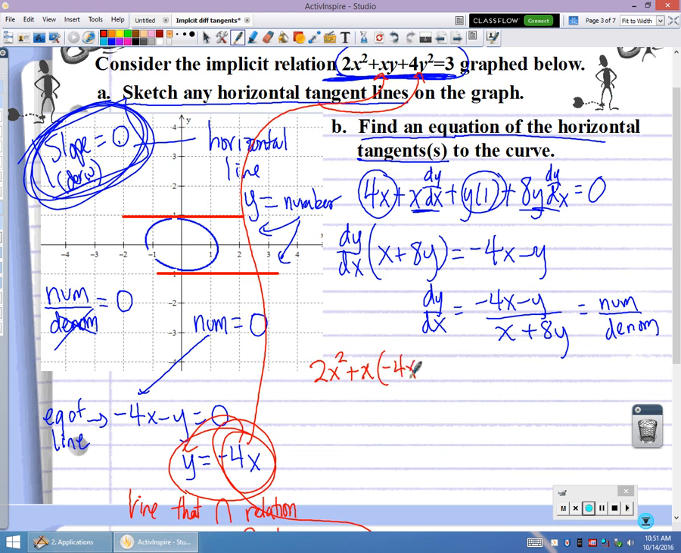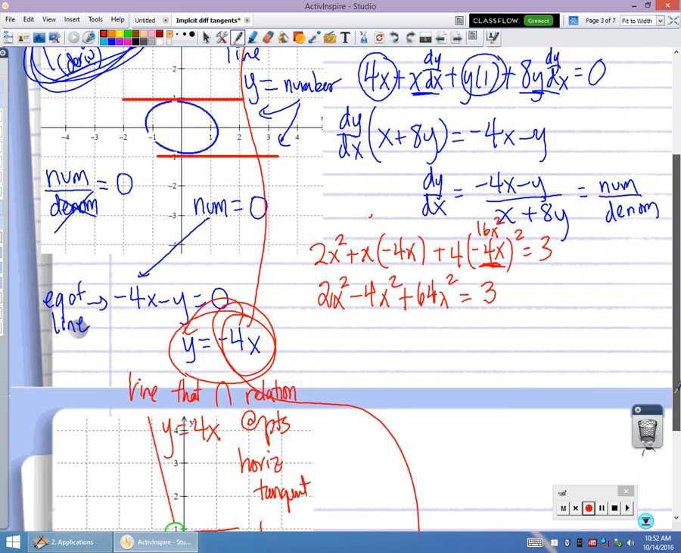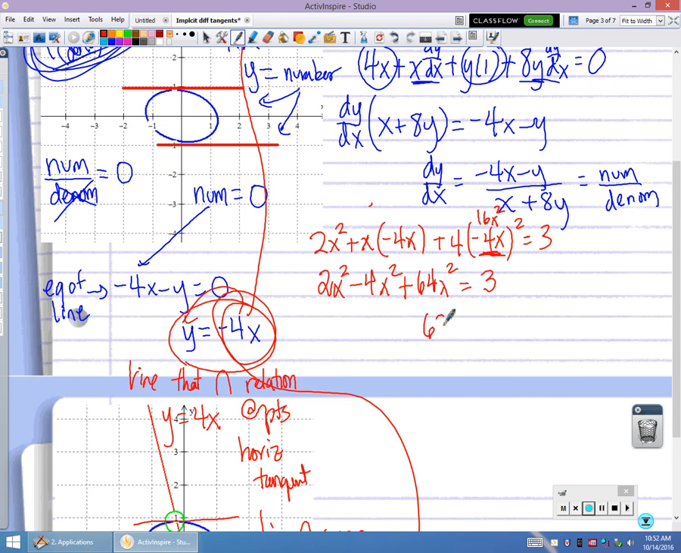I'm substituting negative 4x in place of y, plus 4 times, again, substituting negative 4x in place of y, equal to 3. So I end up with 2x squared minus 4x squared. I'm just multiplying here. Squaring negative 4x gives me 16x squared. Multiplied by 4 gives me 64x squared equal to 3. Combining like terms, I will get 62x squared equal to 3.